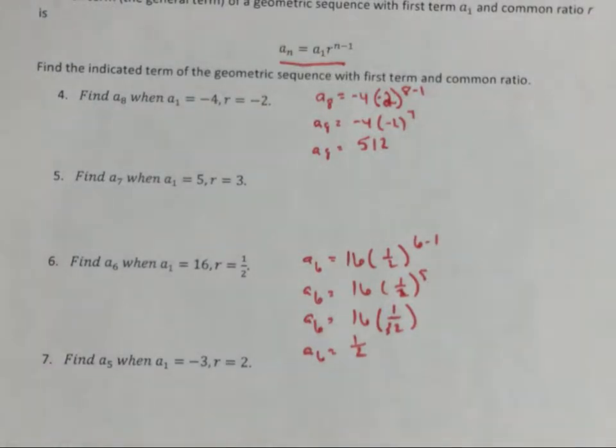Okay, then I want you to try number 7. Hey Luke, y'all done? That's fine. What did y'all get on number 7? Very good. Are there any questions on that one? Negative 48.